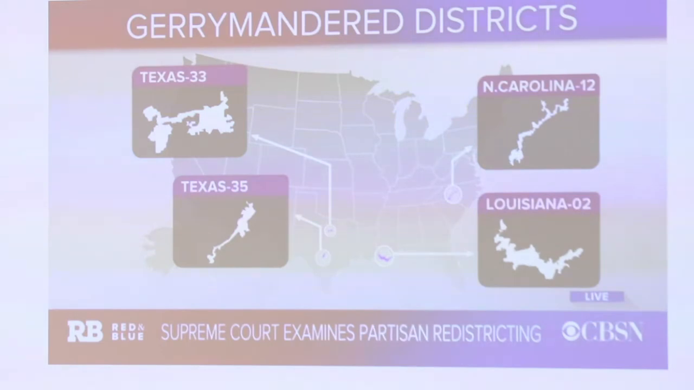They include Texas 33, which looks like two upside-down bats, Texas 35, the upside-down elephant, North Carolina 12, a snake there, and Louisiana 2, a mustache. The new documentary Slay the Dragon from Participant Media follows citizens groups working to fight the practice.